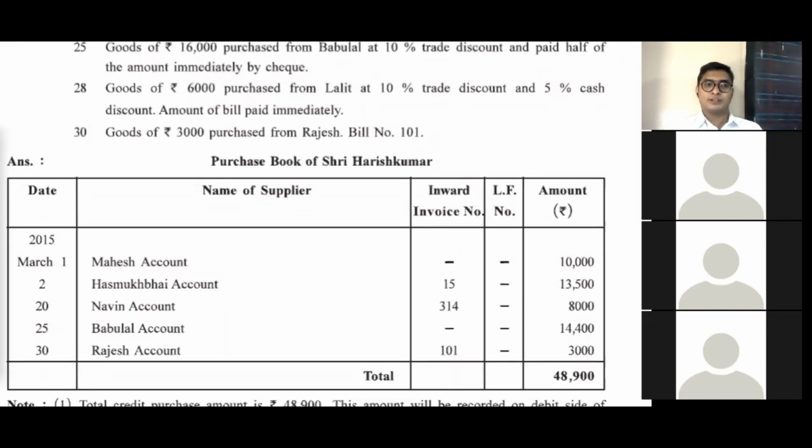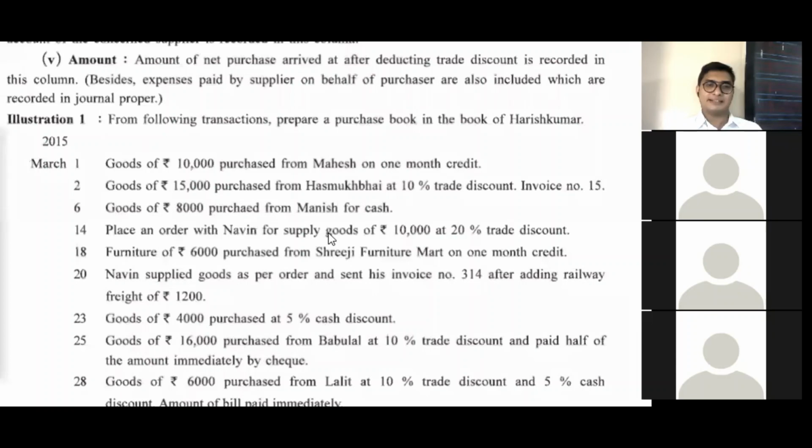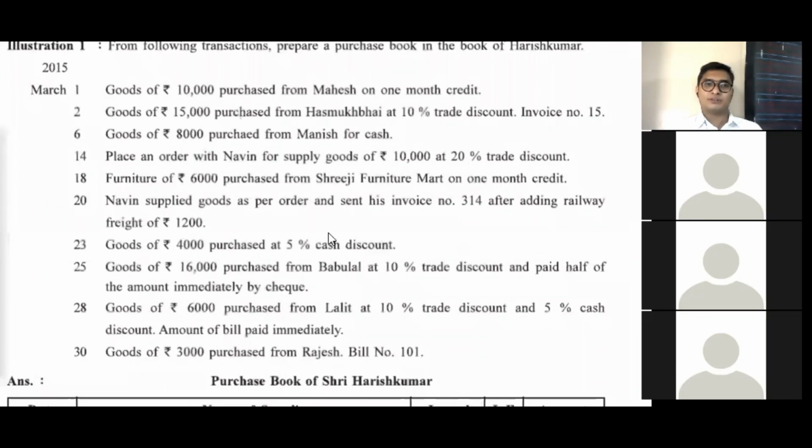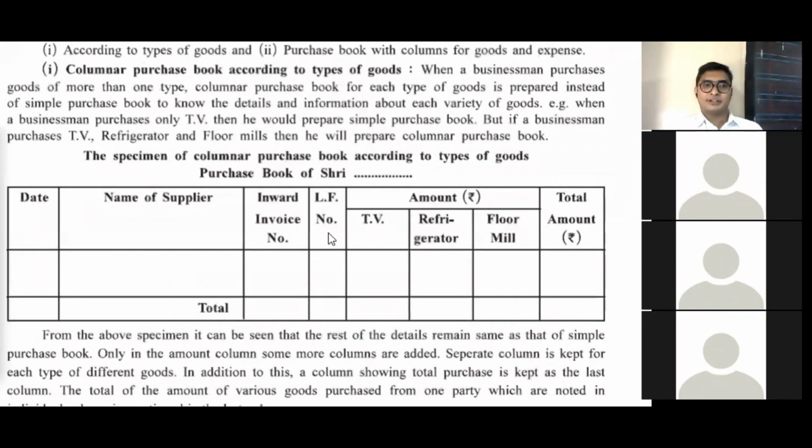So now the total of these is 48,900. The total of these is 48,900. So this sum is over. It is a very simple chapter as I have said, and we have done illustration number 1. Next one.